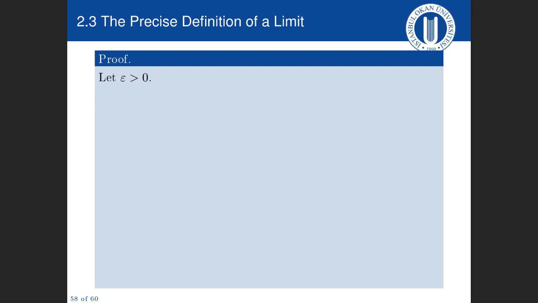What's the first line of our proof? What's the first line of all of these examples? What's the first sentence? The first sentence in this type of mathematics is always: let epsilon be greater than zero.